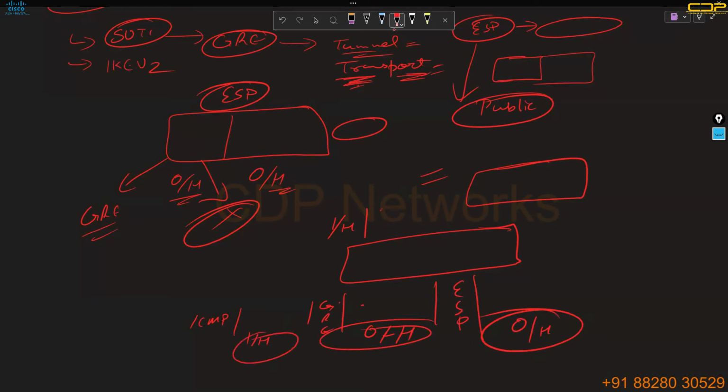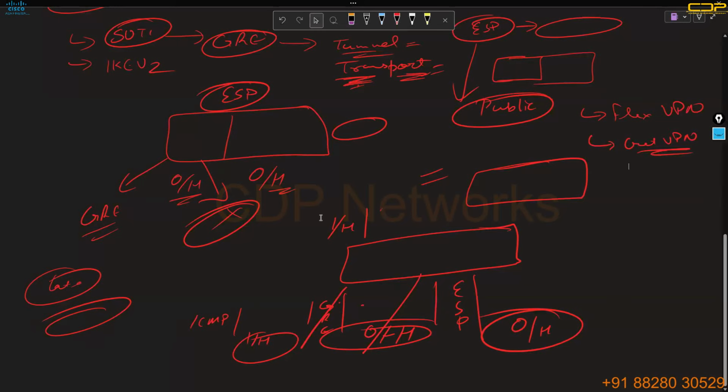When we are done with this, we will make this packet smaller by removing this outer header, by removing this GRE header, so that we will not have any latency. Our network should be scalable. All these things we are going to discuss. When we are done with these topics, then we are going to cover Flex VPN and GET VPN.